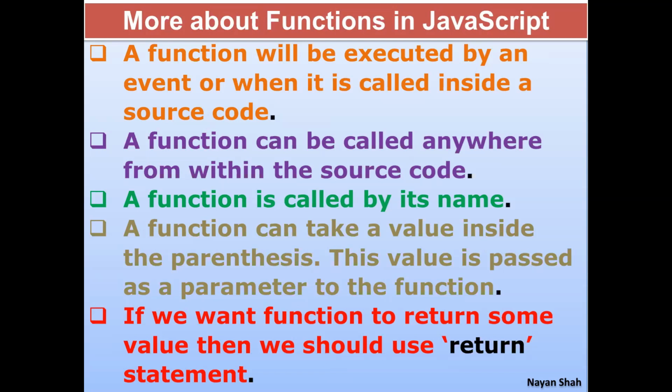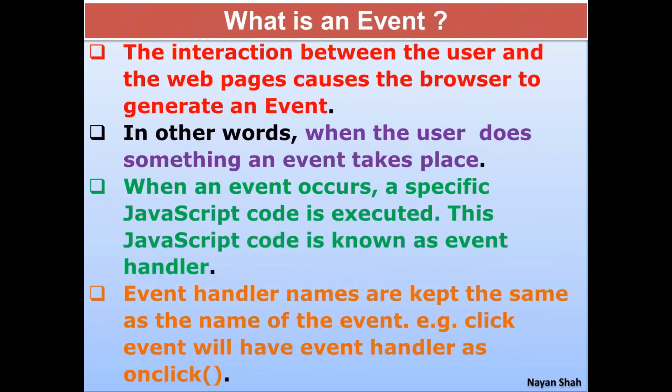A function can take a value inside the parentheses. When we are calling a function, we might send some value within the brackets, and this value is passed as a parameter to the function. If we want the function to return some value, then we must use a return statement in the function. All these things will be a bit confusing right now, but once we see it practically, everything will be cleared. Now, what is an event?